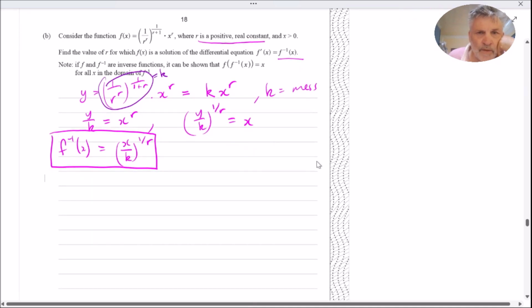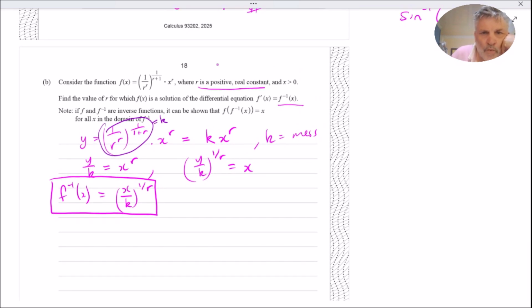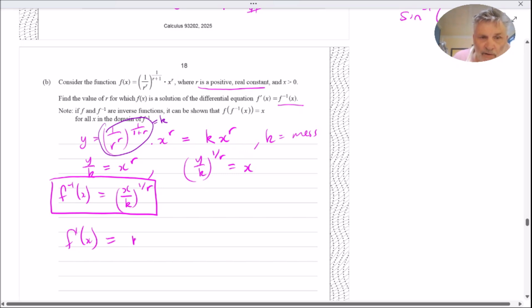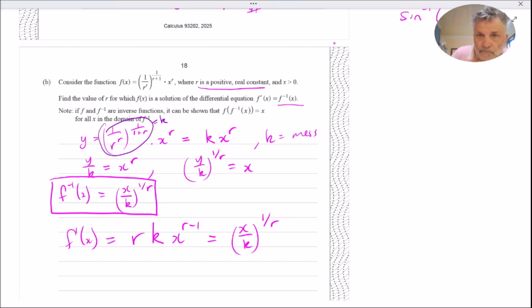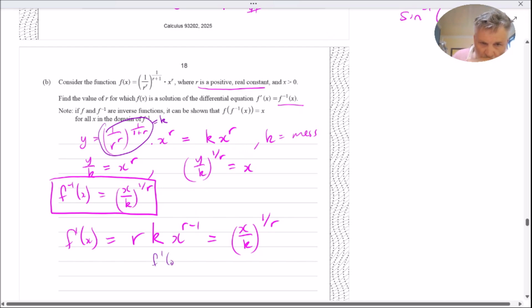So now we have got an equation for the derivative has to equal this. So the derivative of this is just k, a constant, and this is just x to the power of r. It's a very, very simple differentiation. You put the r out the front. We've got a k, and then x to the power of r minus 1. And that has to equal x over k to the power of 1 over r. That's what we're trying to solve. So this is the derivative, and this is the inverse function.